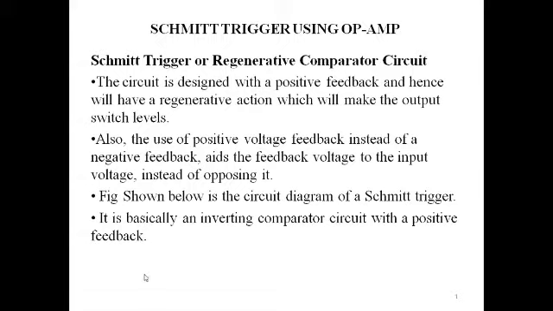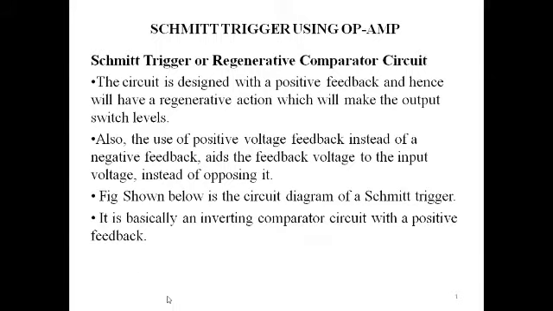Good morning, students. Today we are going to study Schmitt trigger using op-amp. It is also called a regenerative comparator circuit. The circuit is designed with positive feedback, and it is basically an inverting comparator circuit. Since it is using positive feedback, it has regenerative action that will make the output switch between the two levels, that is plus V saturation and minus V saturation.